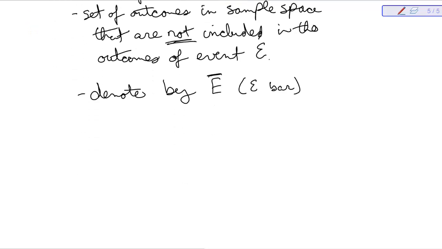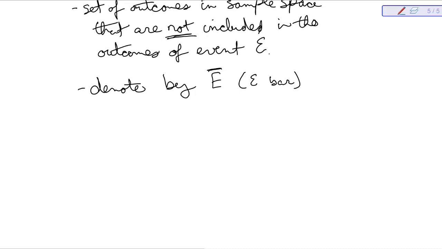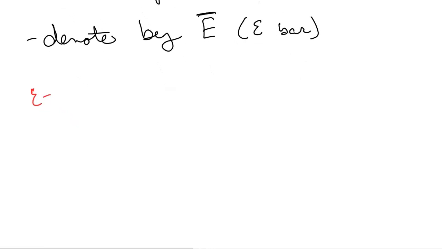So for example, if I have E as being the sample space of getting a head, not E would be getting a tail, because getting a tail is not included in event E if I'm flipping a coin. So it's everything outside of event E.